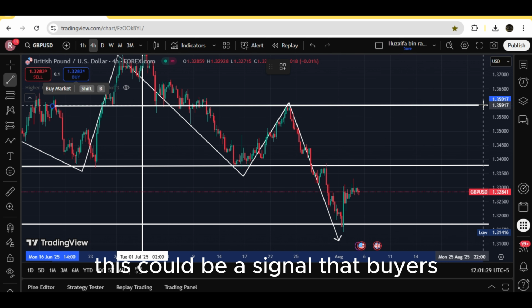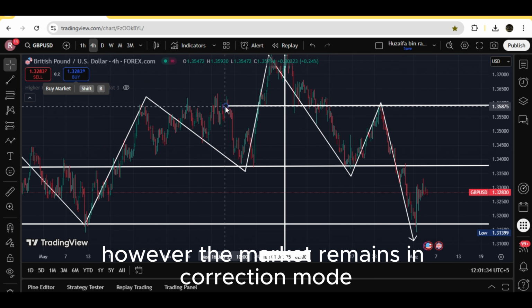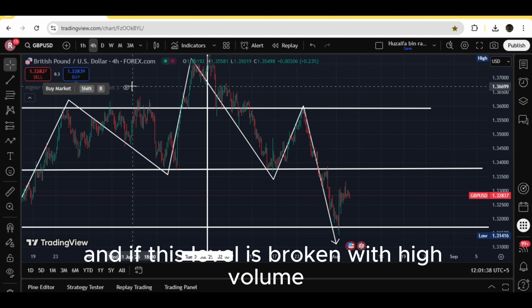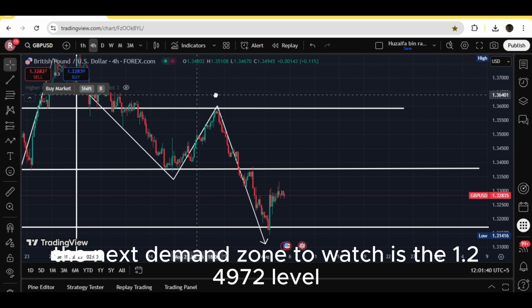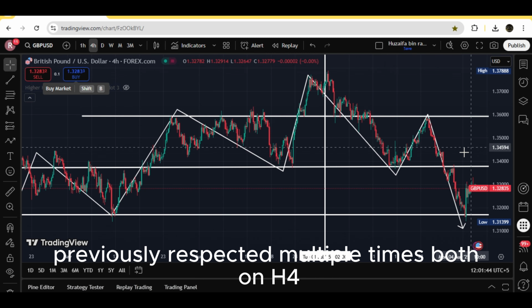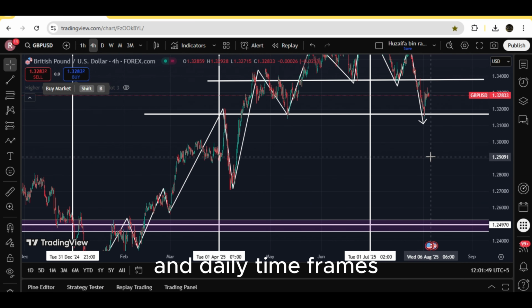This could be a signal that buyers are preparing to defend this level again. However, the market remains in correction mode, and if this level is broken with high volume, the next demand zone to watch is the 1.24972 level, previously respected multiple times both on H4 and daily time frames.